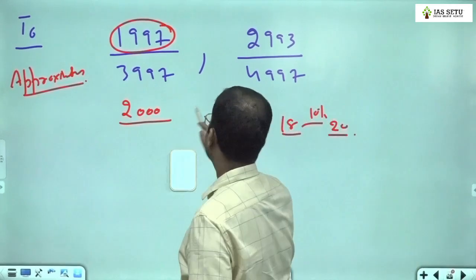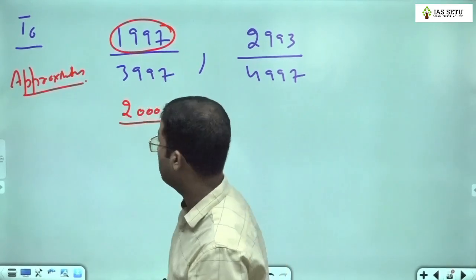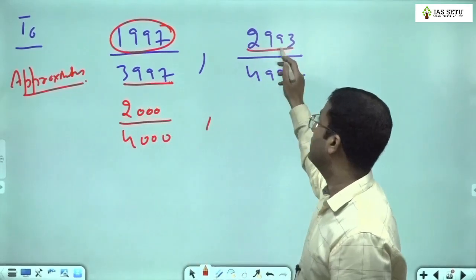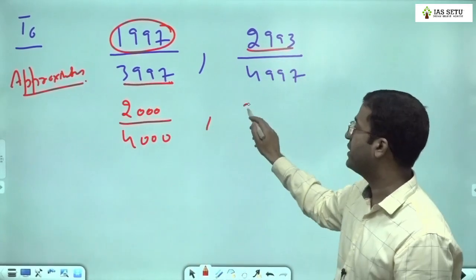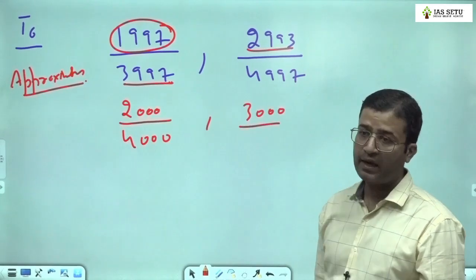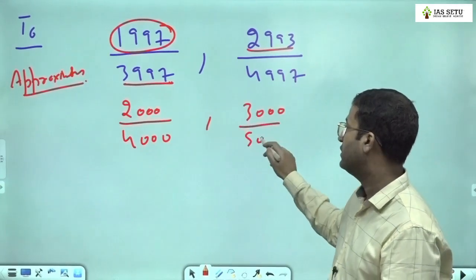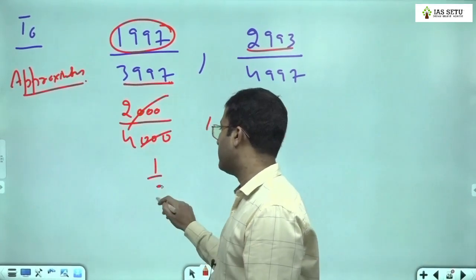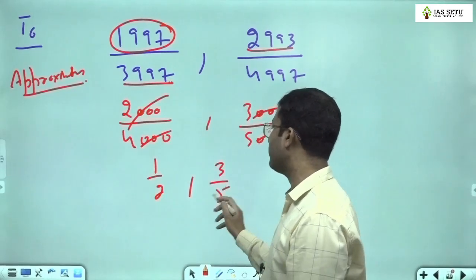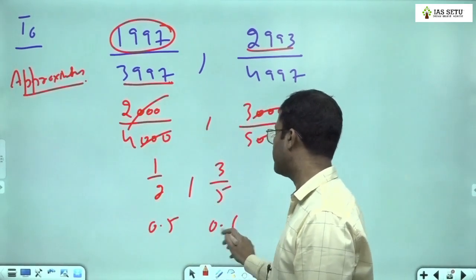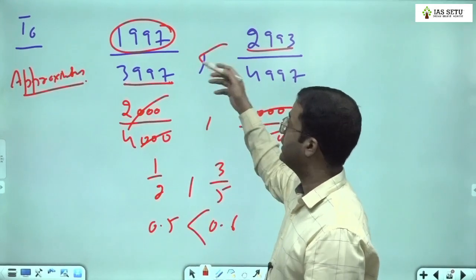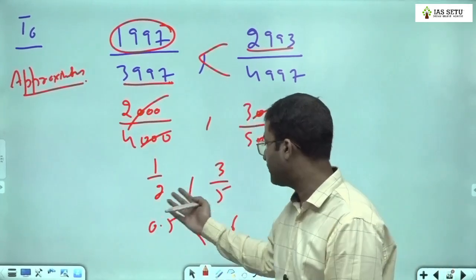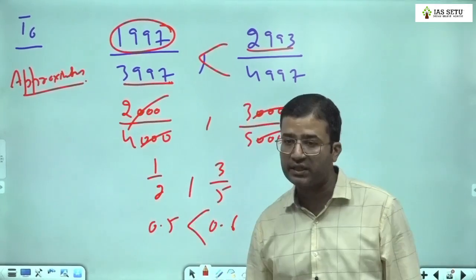So here, if you add 3 here, approximately it becomes 2000. Can we make it 4000? Similarly, here 2993, we can make it approximately 3000. And here it is nearly 5000, approximately 5000. So when you simplify it, you get 1 by 2, you get 3 by 5. 1 by 2 is half, 3 by 5 is 0.6, it is larger. Or you can use percentage, this is 50%, this is 60%, 60% is larger than 50%.